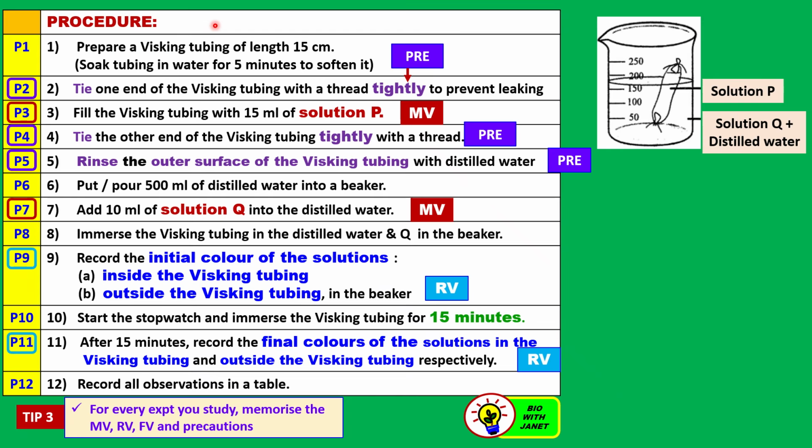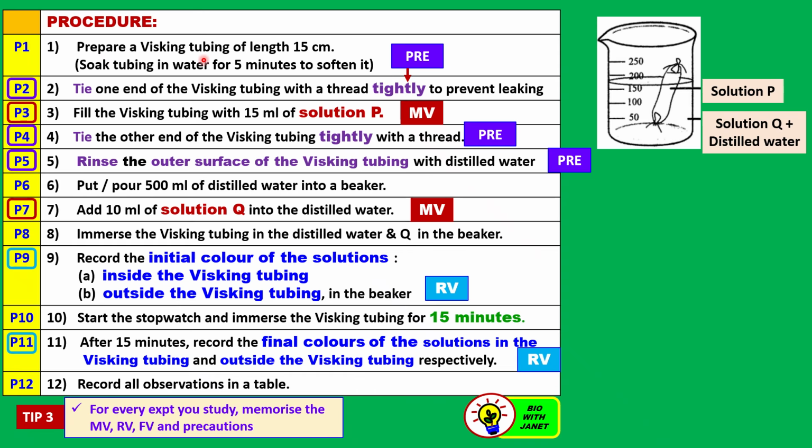Now let's go on to the procedure. As I said, the tip is that for every experiment you study, please memorize how to handle the MV, RV, and FV and the precautions also. Now in this case, the procedure, you have to write from number 1 to number 12 to write the whole procedure. But make sure to include your MV, RV, and the precautions. So let's go through it.